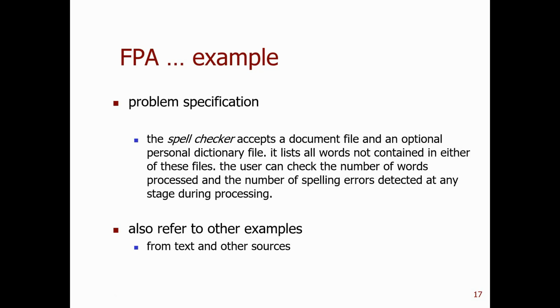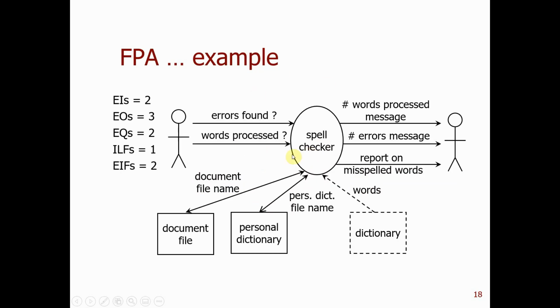Let's look at one example here, and how we actually get those 5 domain values. To get the domain values, we need to use the data diagram to do the analysis. Starting from the problem specification: the spell checker accepts a document file and an optional personal dictionary file. It lists all words not contained in either of these files, and the user can check the number of words processed and the number of spelling errors detected at any stage during the process.